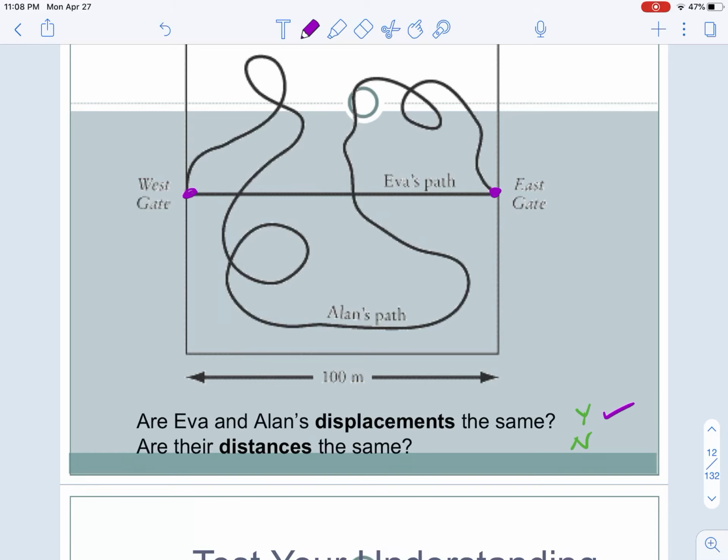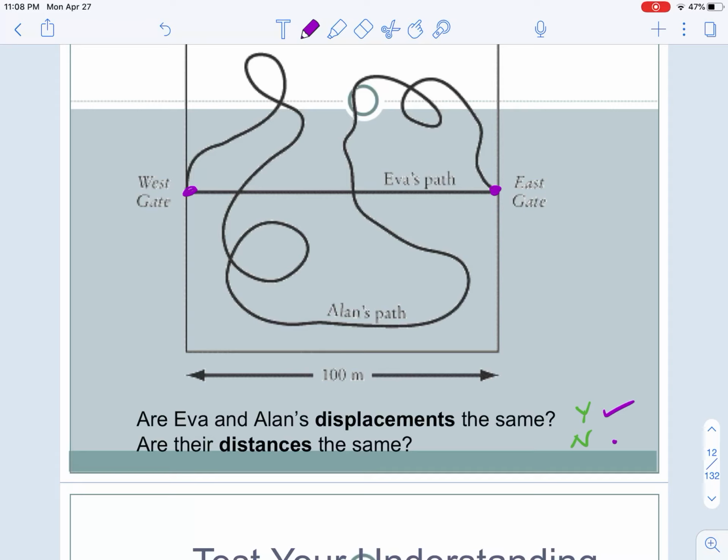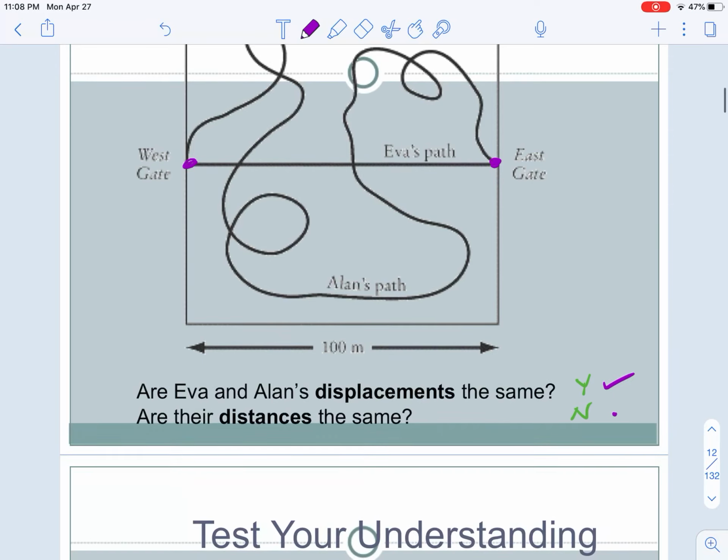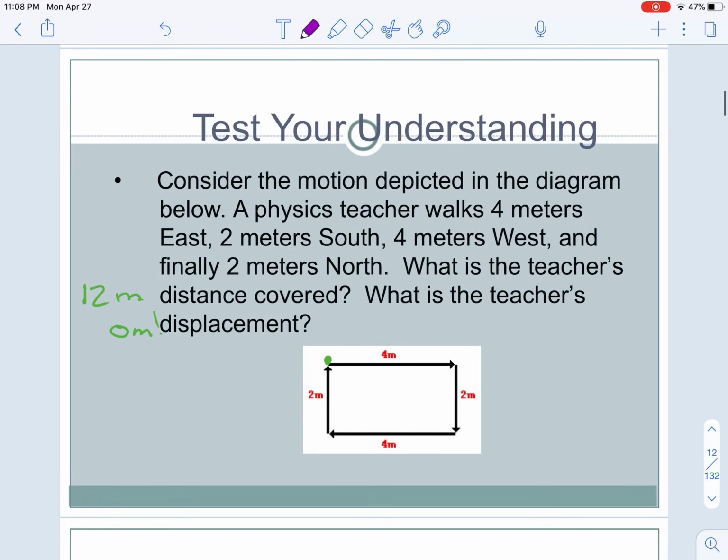So Eva and Alan here, displacement, they started off here at the west, they ended up at the east, so their displacement is the same, whereas their distance that they traveled would not be the same because Alan had much larger distance than Eva did.